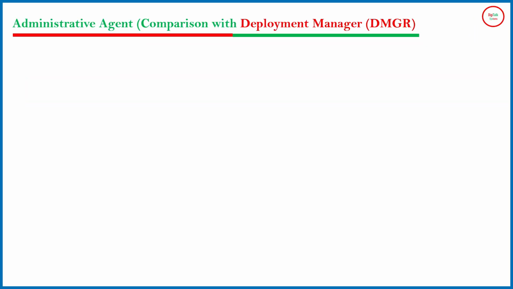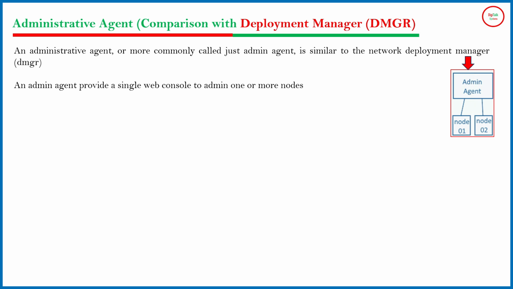An administrative agent, more commonly known as the admin agent, is similar to the network deployment manager. The first thing to note is that it is similar to the deployment manager. But if it is similar, then what is the difference between the two? Let me tell you about that.